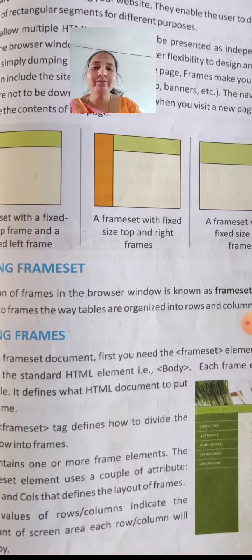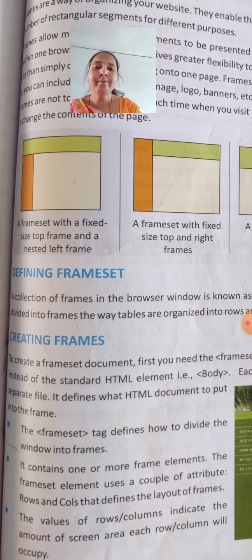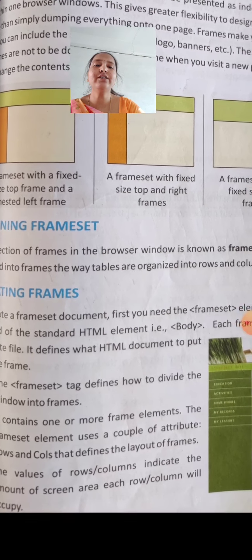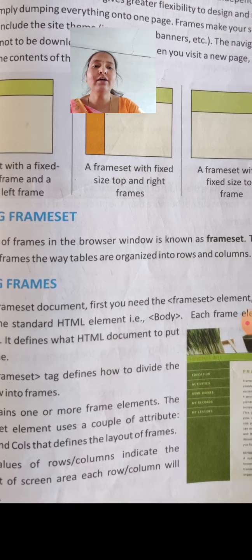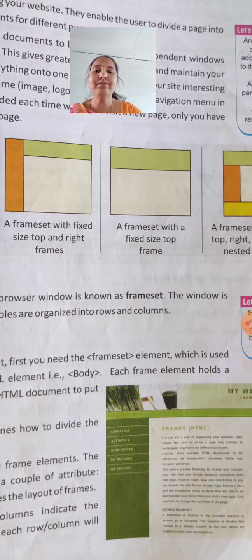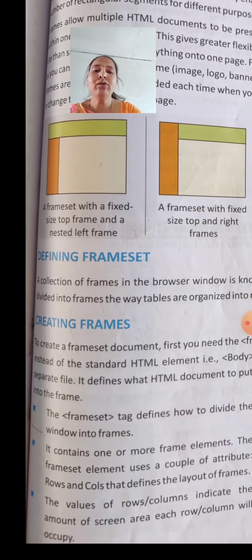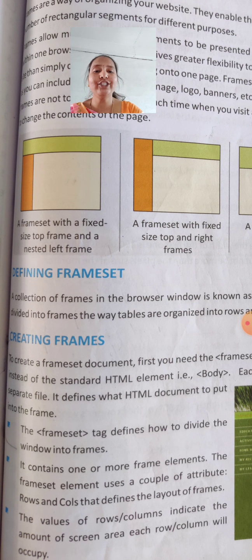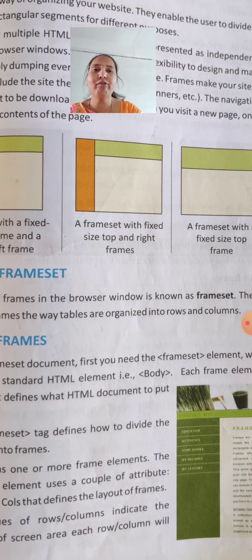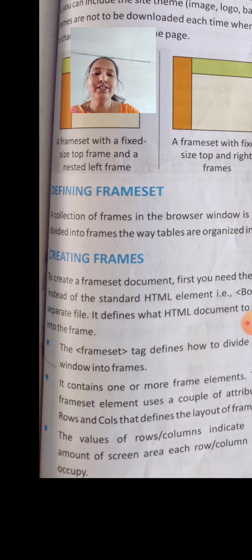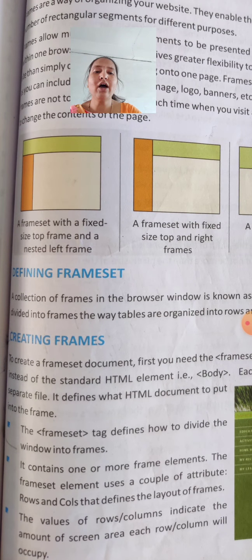Then creating frames. How to create frames? You can see here. To create a frame set document, first we have to use the frameset element, that is the frameset tag, which is used instead of the standard HTML element body. Instead of body, here we are using a frameset. The frameset tag defines how to divide the window into frames, and it contains one or more frame elements. The frameset element uses a couple of attributes, rows and columns, that define the layout of the frames.